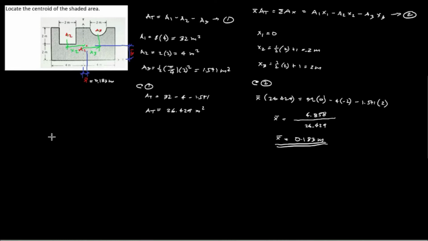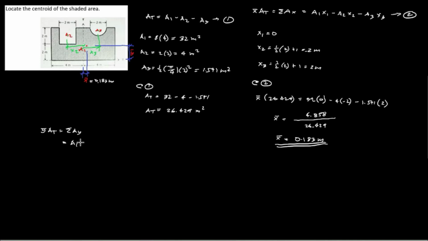Next, we will find the value for y bar. Same concept, except that it's y bar and y. Y bar times area total is equal to the summation of all areas times y.